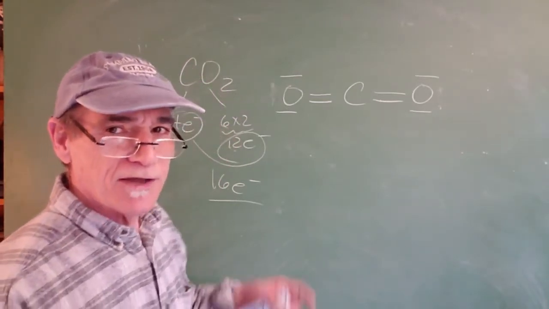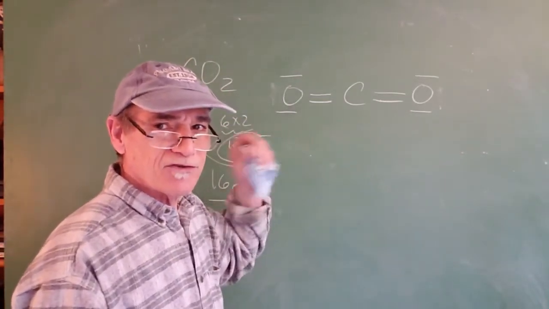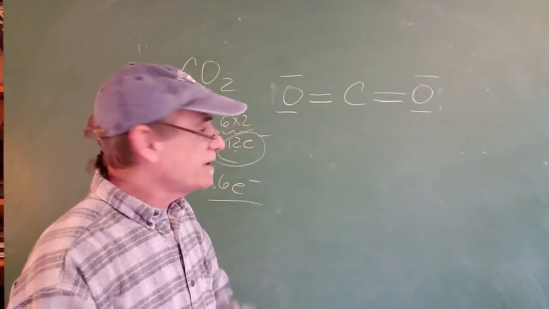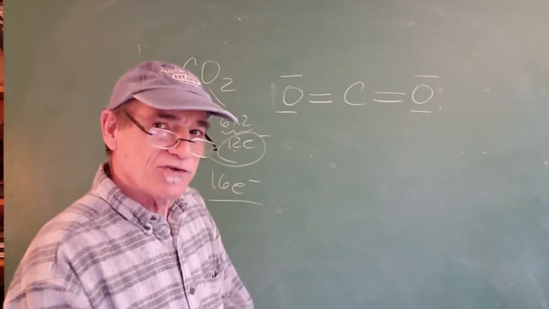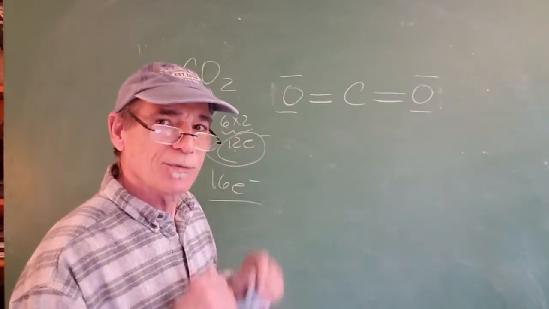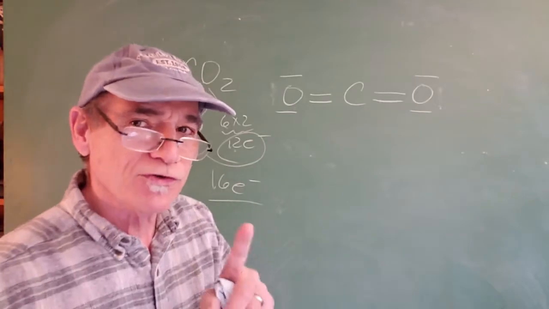The carbon in the middle has 2 bars on both sides. That's 4 bars, that's 8 electrons. And each oxygen has 2 lone pair and 2 shared pair, that's 8 electrons. Well, 16 electrons goes a long way when you double bond on both sides. All right, so this is what's going to happen to you.